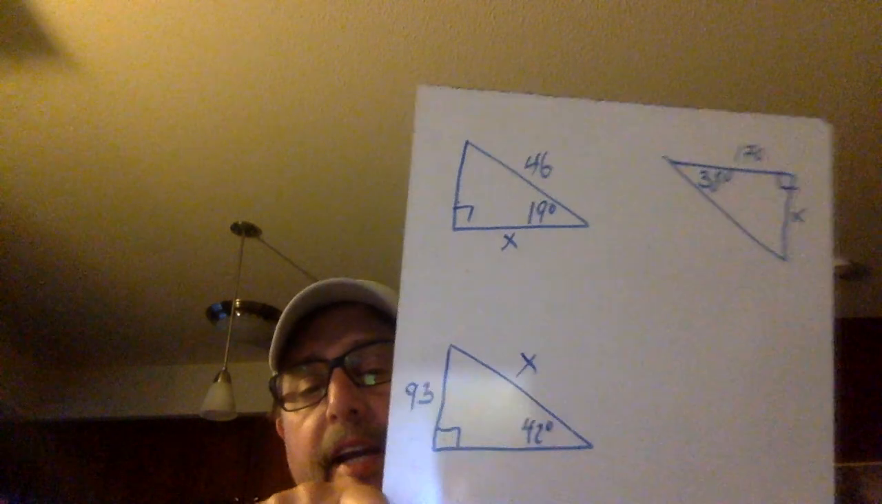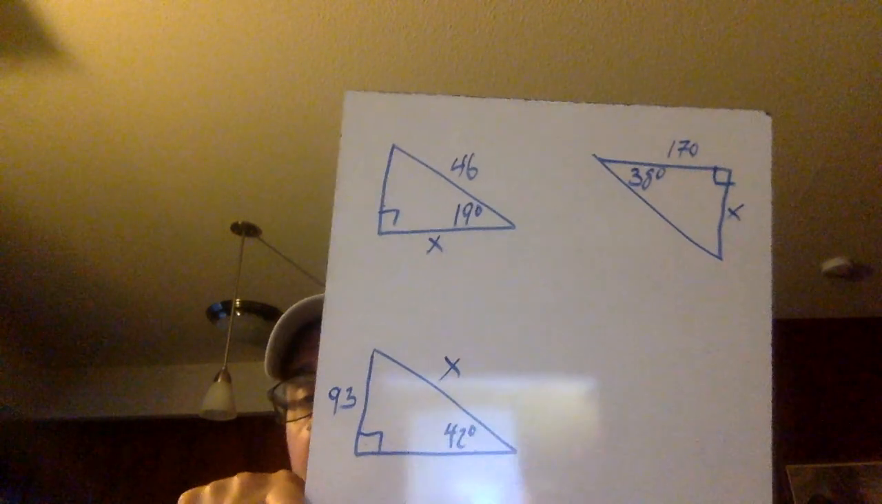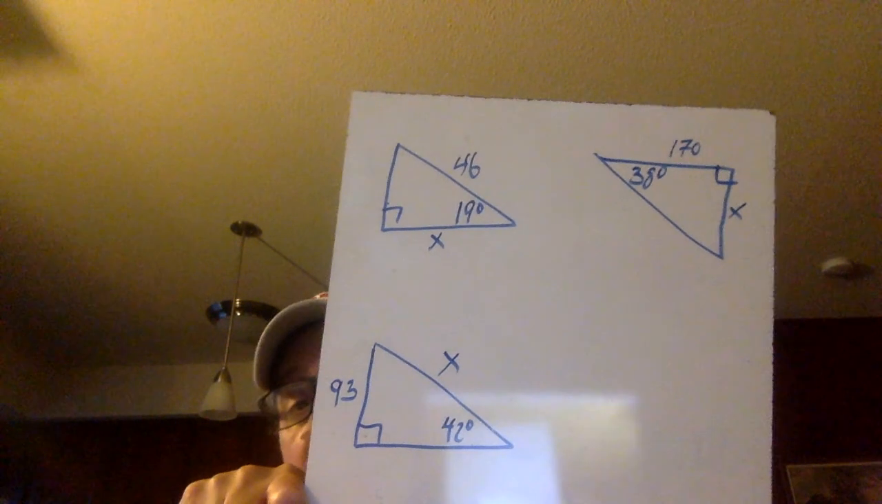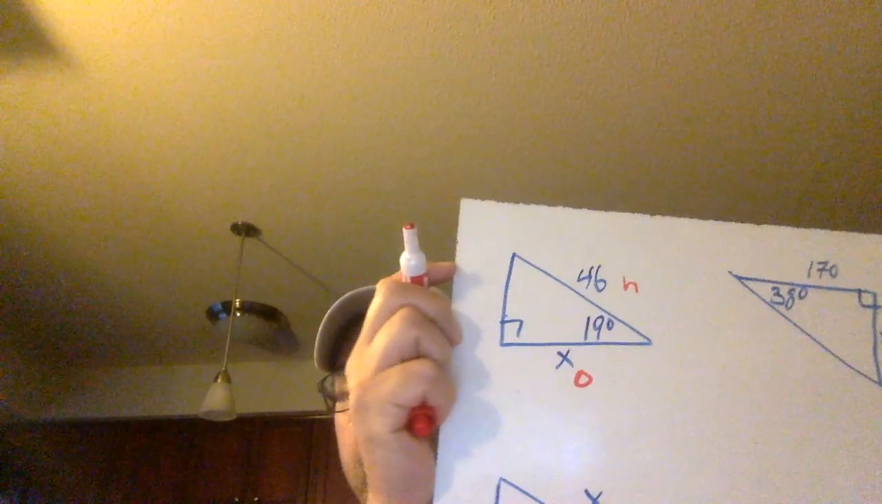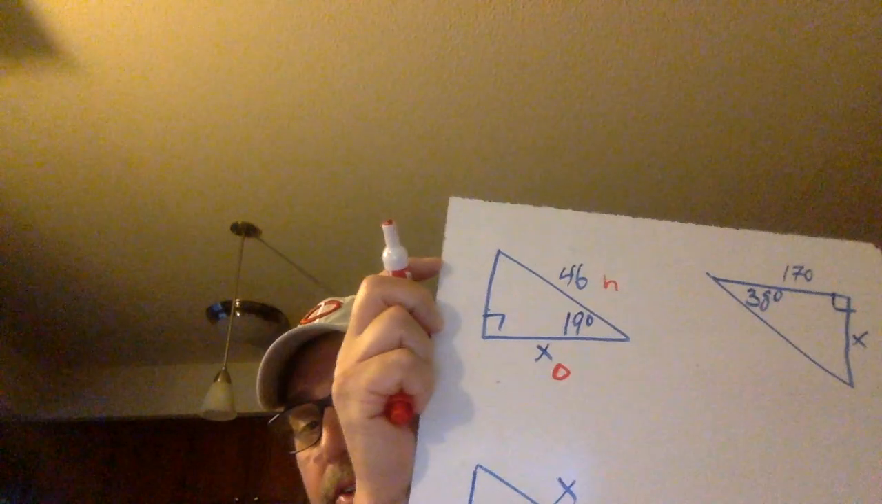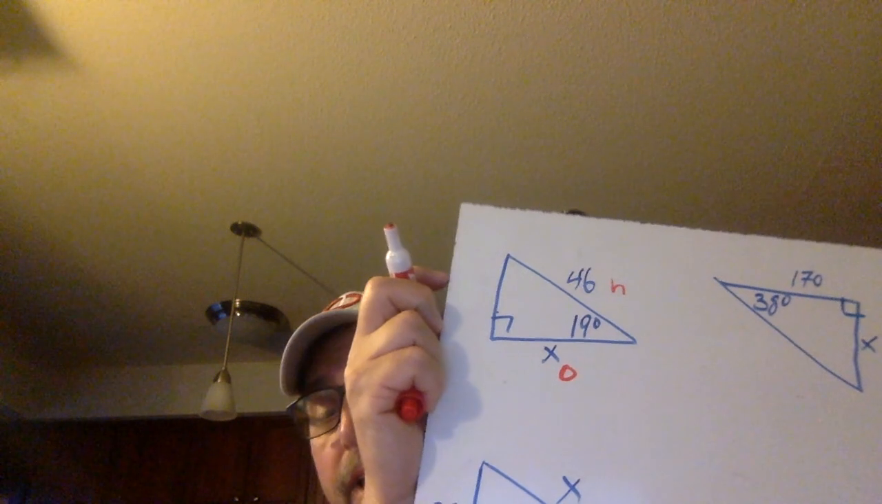When you have a 90-degree triangle, it is just the standard SOHCAHTOA: sine, cosine, tangent. Here on 19, I assign the words: that is opposite, that is always hypotenuse. I must choose the correct trig tool, and opposite hypotenuse is cosine. So cosine of 19 degrees equals x over 46.